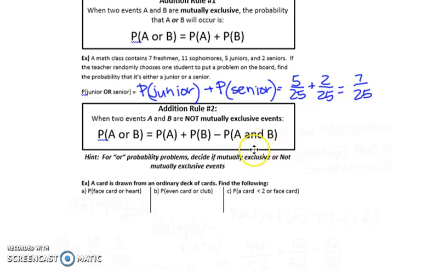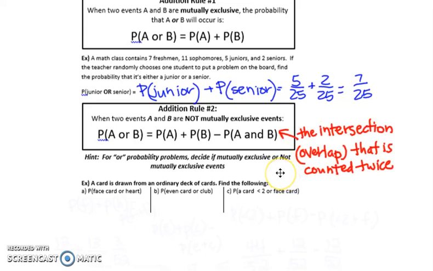Remember, their intersection is the overlap, and the reason for this is the overlap is going to be included in the probability of A, and it's also going to be included in the probability of B because the overlap exists in both sets. So in order to find the probability of the union, we have to subtract the overlap once, because it's counted twice, basically. The intersection overlap that is counted twice is what we are subtracting out. That's an important note to make.